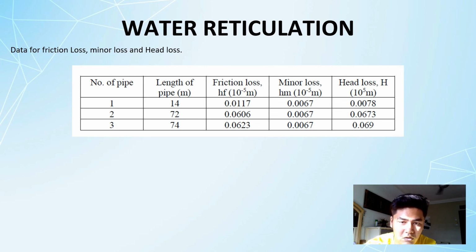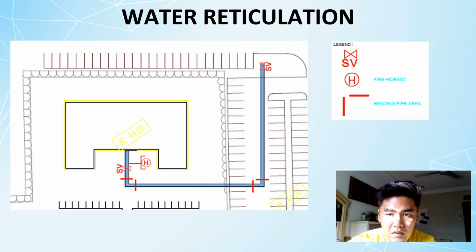And the last pipe is pipe number 3, where the length of pipe is 74. The friction loss is 0.0623, the minor loss is 0.0067, and the head loss is 0.069. Next, here is our drawing for the water reticulation for this building.